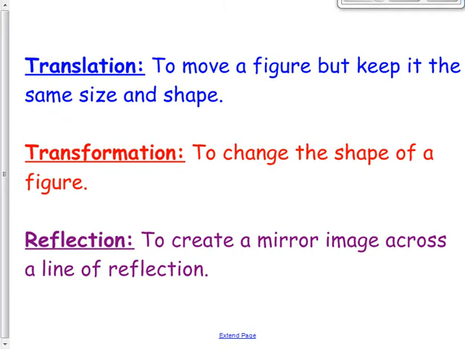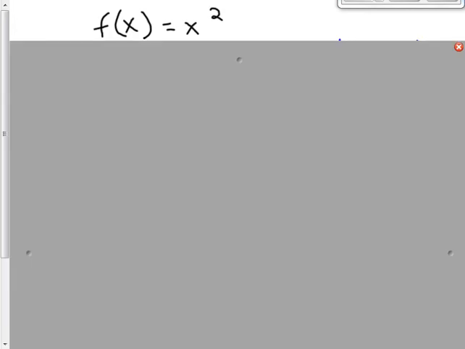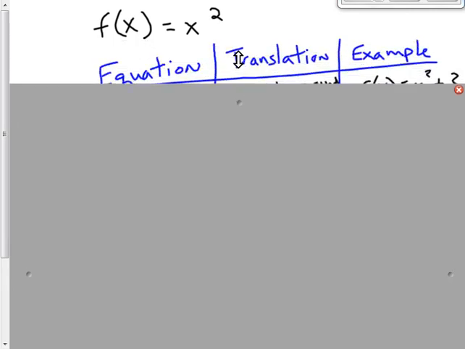The reflection is where we're creating a mirror image across some line of reflection. The reflection lines that we're going to be doing are either the x-axis or the y-axis. We're not doing a ton more with those. And so in general, let's take a function. I've got the function x squared, and I'm going to look at doing these translations to it.